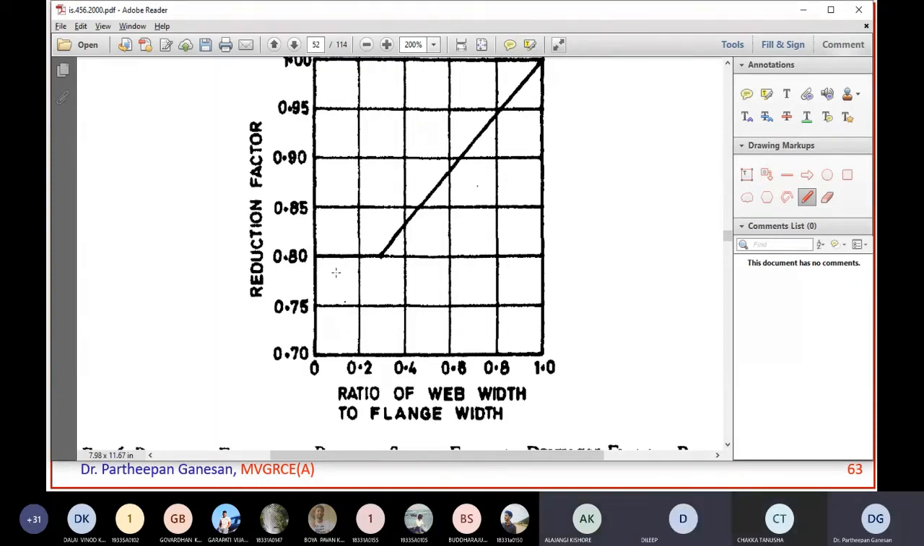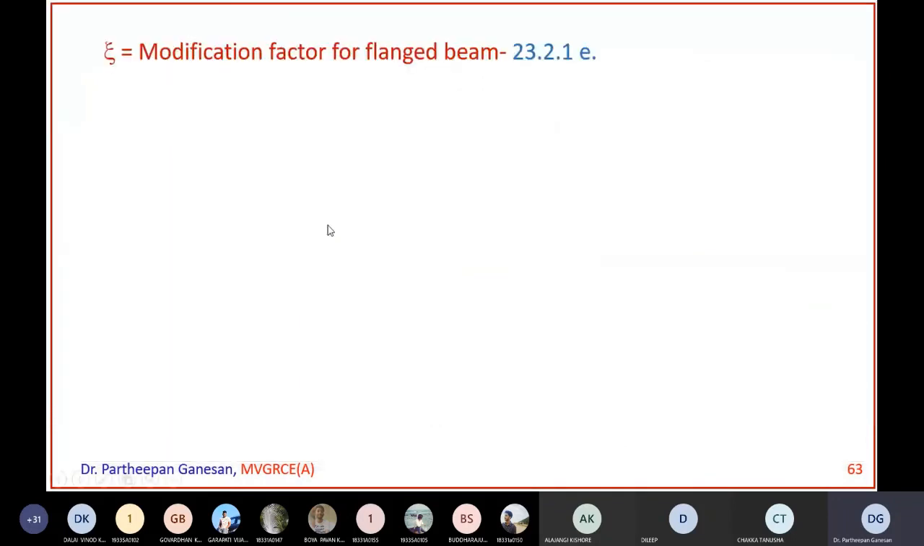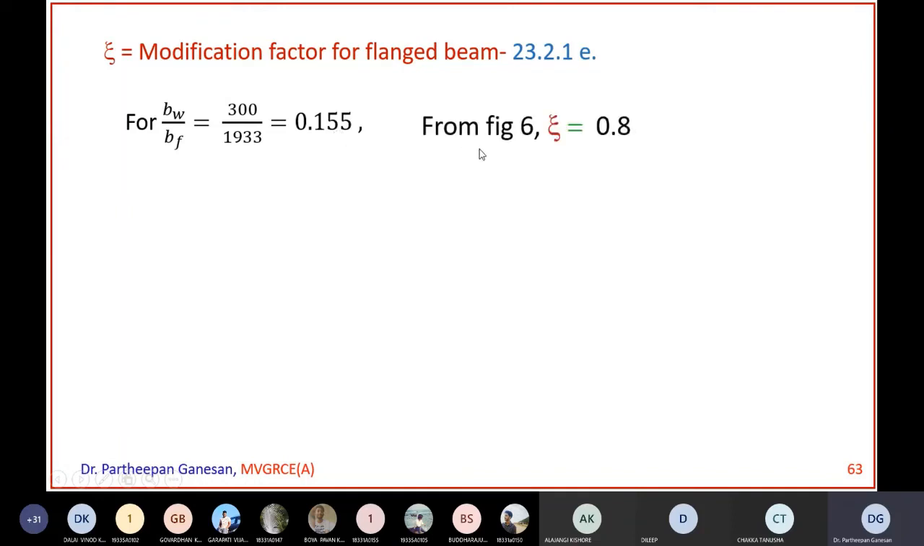0.155, 0.32, 0.132, right? From 0 till about 0.3, the reduction factor is 0.8. Here you see, this is the line. From 0 till 0.3, this is a straight line, so that reduction factor is 0.8. Okay, so that is for BW by BF, 300 by 1933, 0.155. From figure 6, zeta is equal to 0.8.